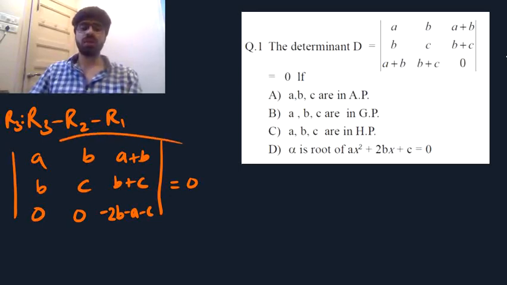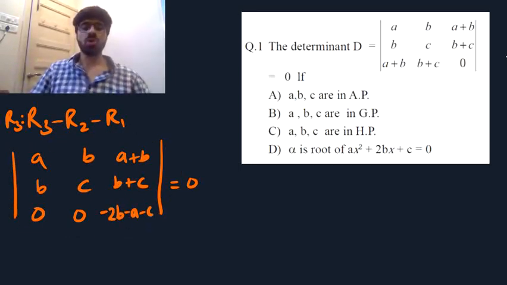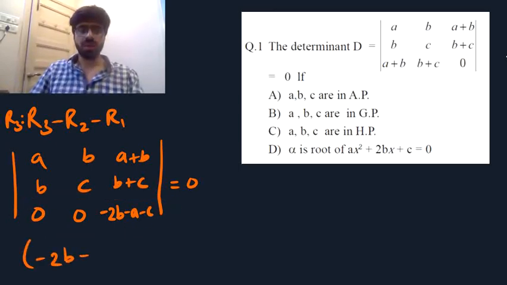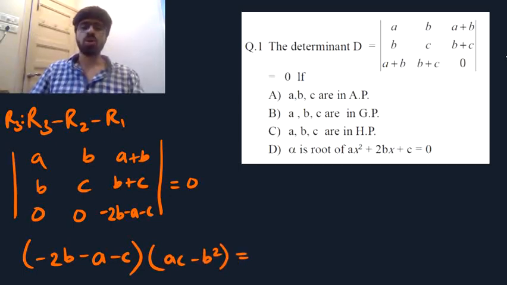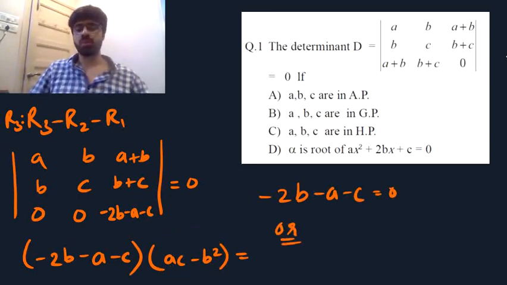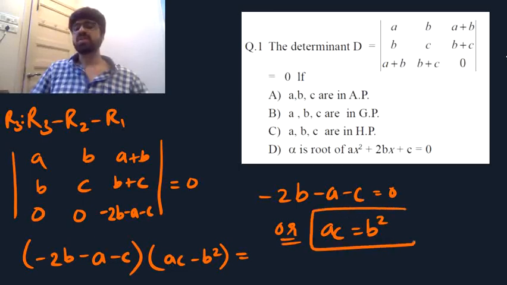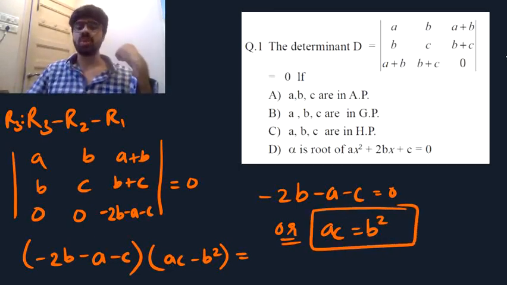So when we evaluate this determinant by expanding along the third row, that gives us minus 2b minus a minus c, the whole multiplied by ac minus b square, equal to 0. So either minus 2b minus a minus c will be 0, or the second bracket will be 0. But if ac minus b square is 0, then ac will be equal to b square, and if ac is equal to b square, we can say that a, b, c are in GP. So B is the right answer for the first question.